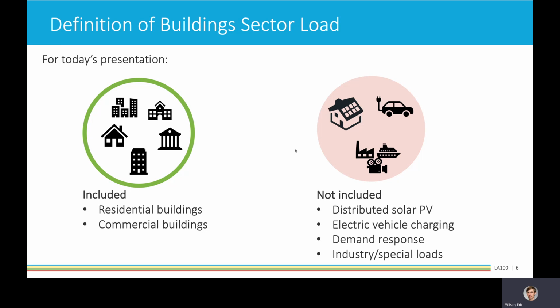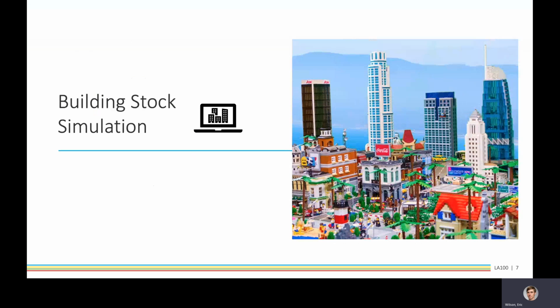So building stock simulation can be thought of as if you're building a city out of Lego bricks and you want to represent the city. It's not quite that you would build one model building for every one building in real life, but it's actually not too far away from that. We typically use on the order of one building simulation model to represent 200 buildings in real life. So it is quite a high granularity model.